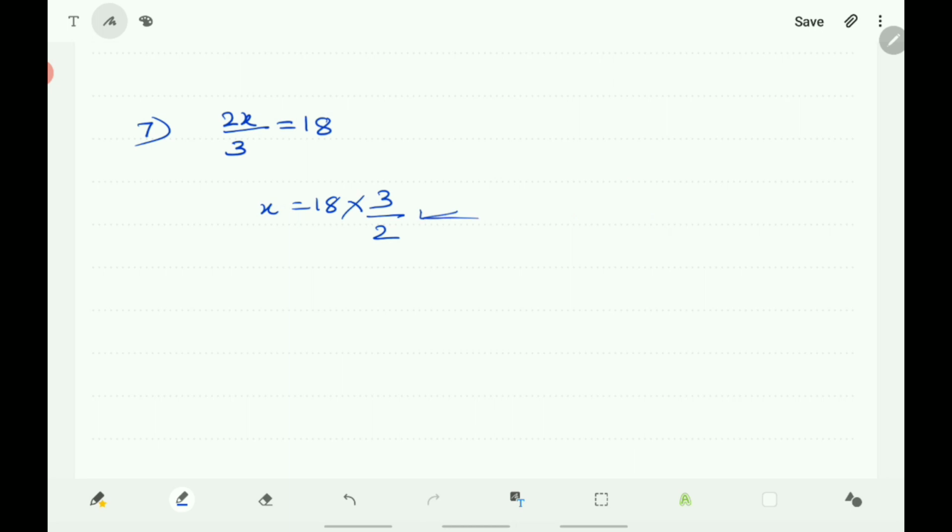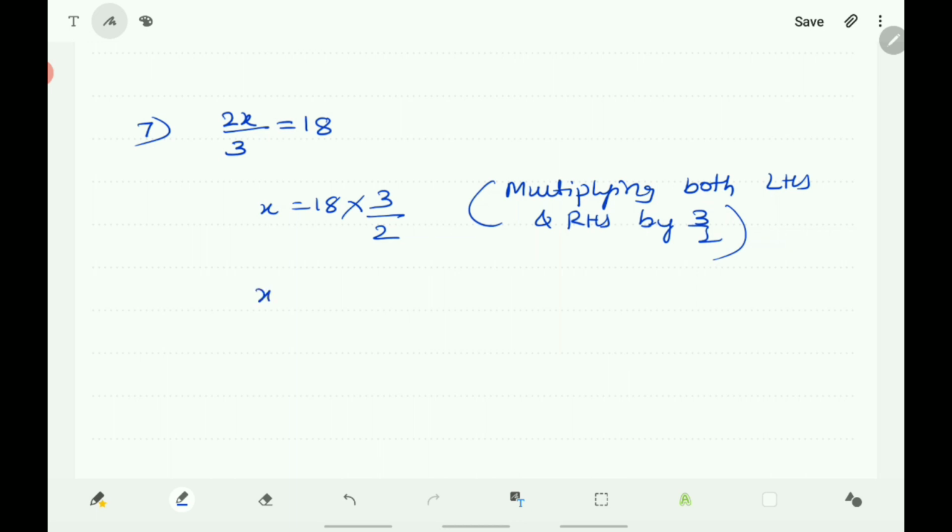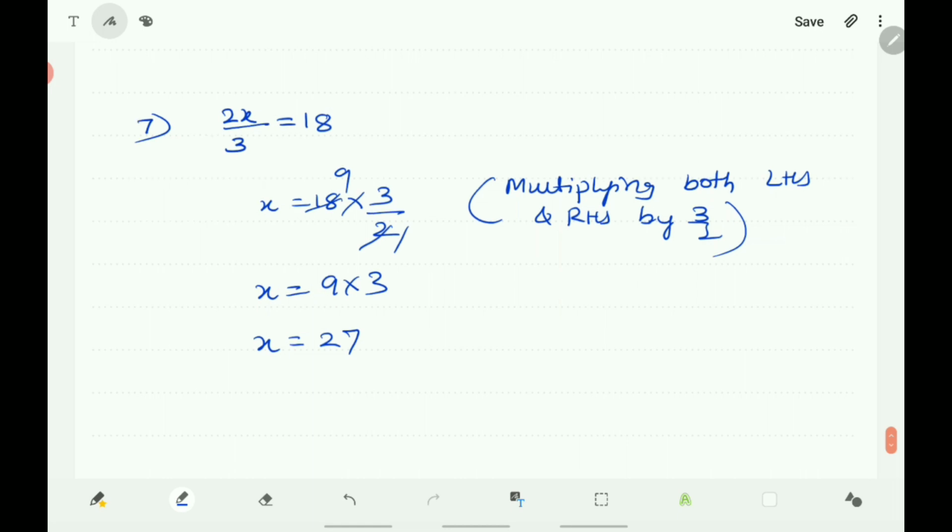What you can write here? Multiplying both LHS and RHS by what? 3 by 2. That is the reciprocal of 2 by 3. Reciprocal of 2 by 3, that is 3 by 2. So what you will get here? x equals 2 ones are 2, 9s are 18. So that is equals to 9 into 3. So you got x is equals to 27.